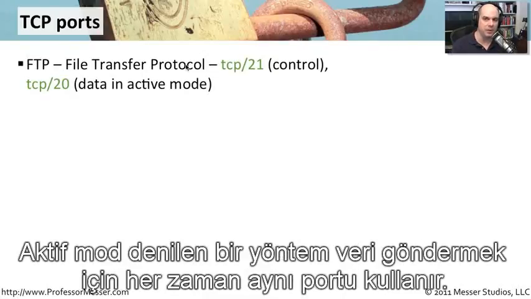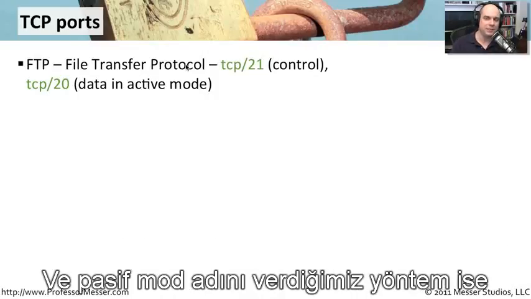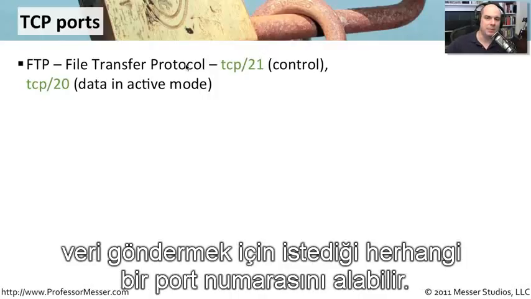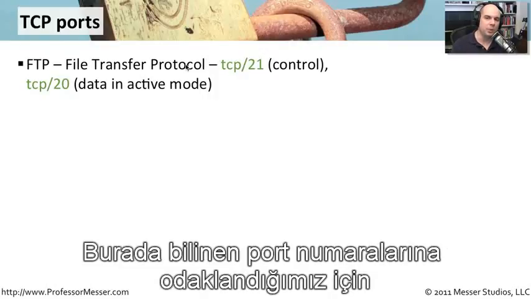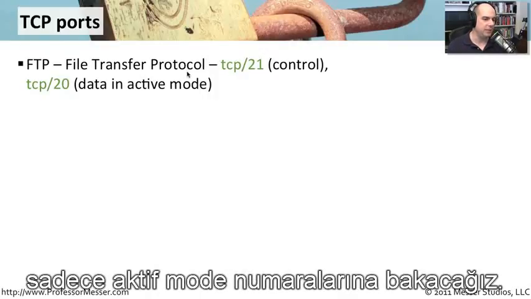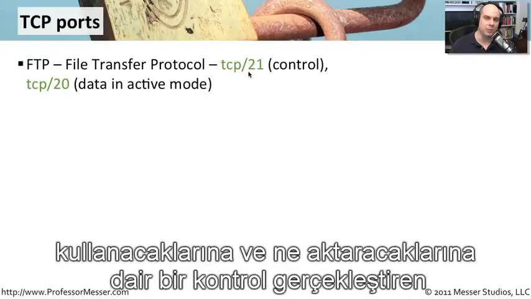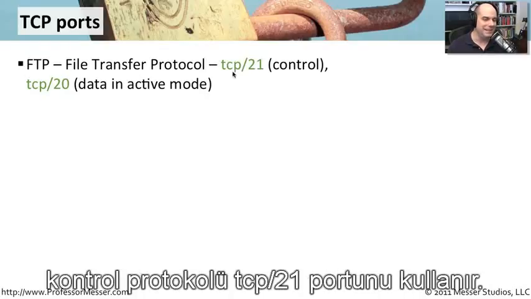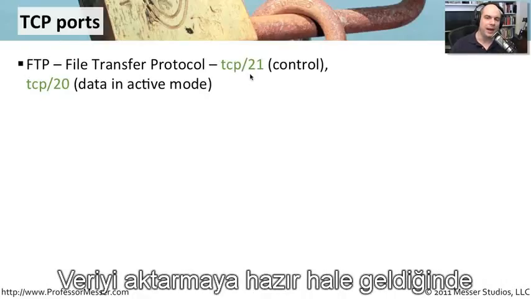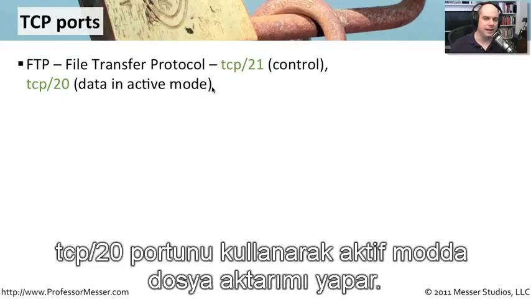Something called an active mode that always uses the same port number to send data, and something called a passive mode that can completely pick any number that it would like to do to be able to send data. Because we're really focused here on well-known port numbers, we'll just look at the active mode numbers. And for File Transfer Protocol, the control protocol, the protocol that's used to communicate between the client and the server to figure out what you'd like to do, what you'd like to transfer, is TCP port 21. When you're ready to actually transfer the data, it uses TCP port 20 to transfer that data. And again, that is in an active mode FTP.